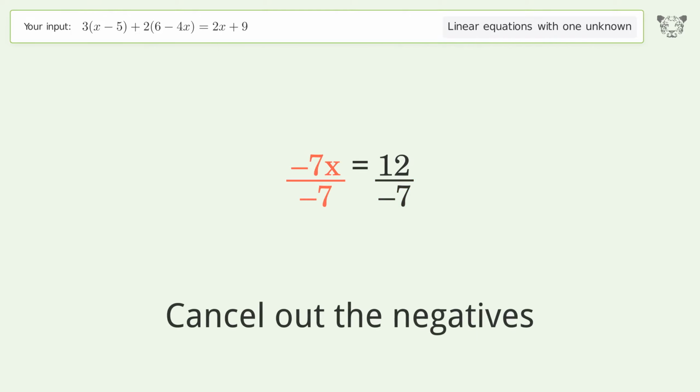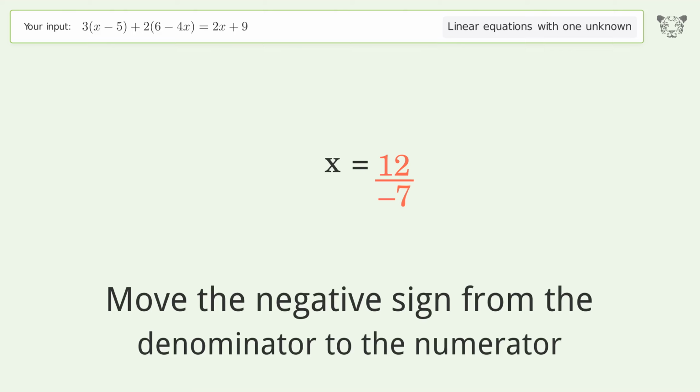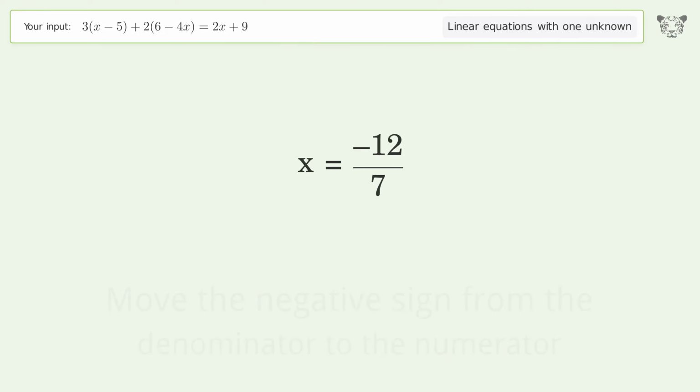Cancel out the negatives. Simplify the fraction. Move the negative sign from the denominator to the numerator. And so the final result is x equals -12/7.